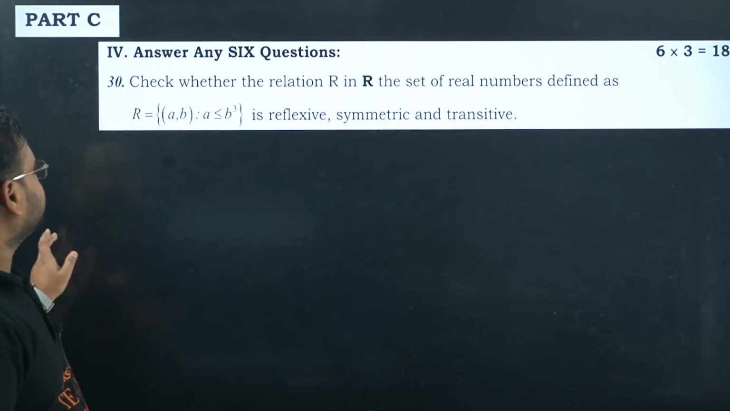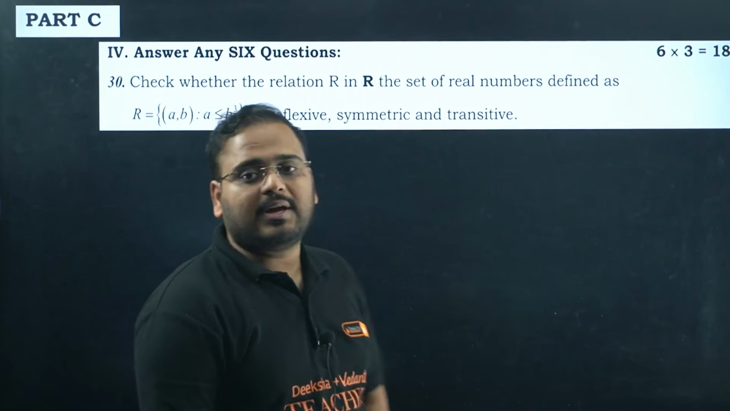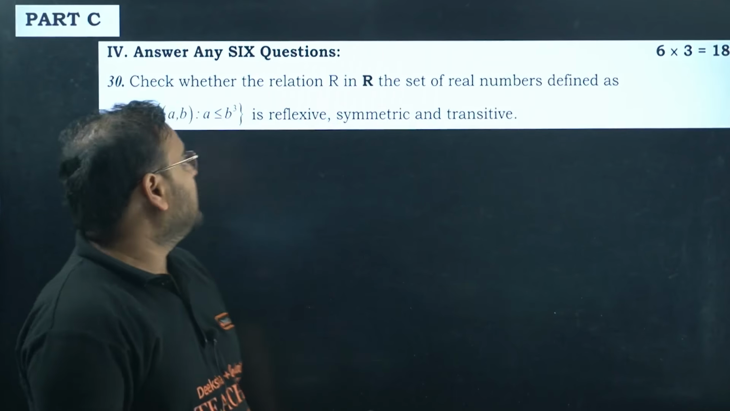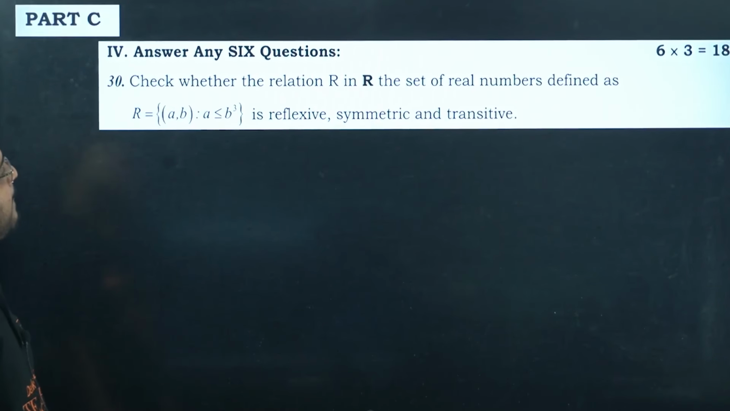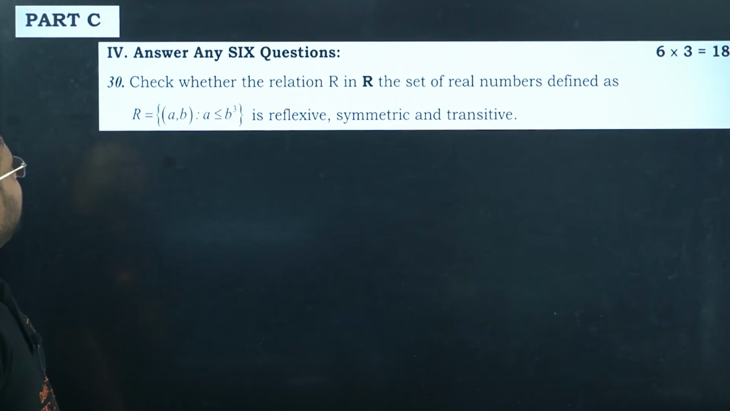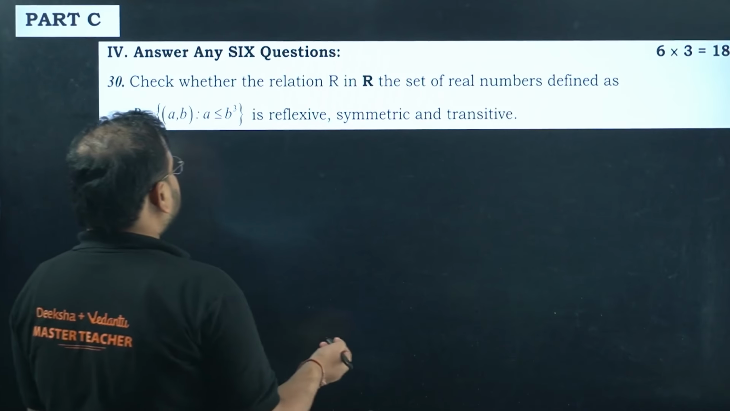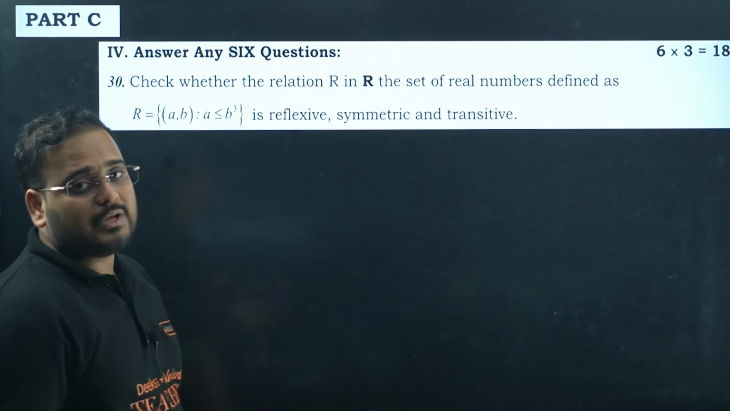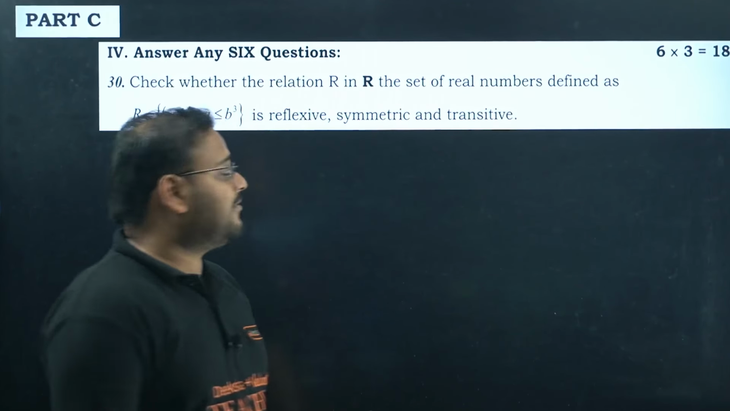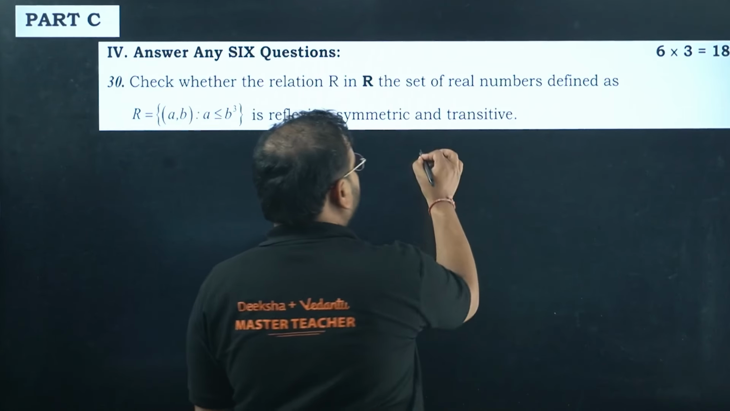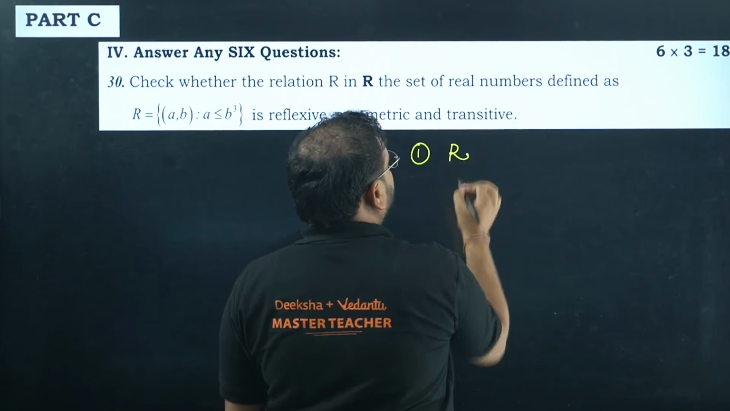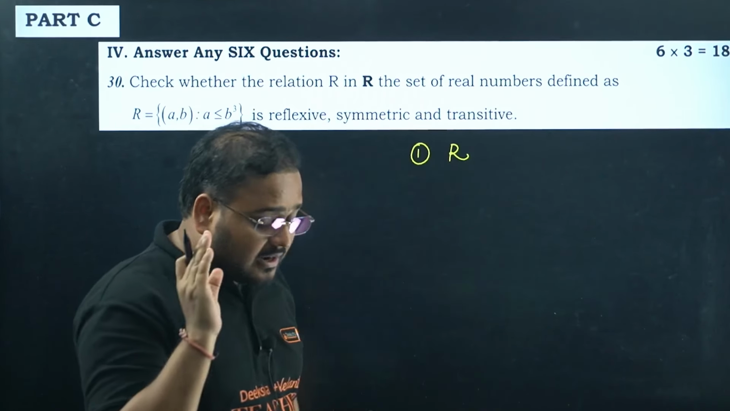Okay, next. Now 3 markers. First question. Check whether the relation R in R, the set of real numbers, defined as the ordered pair (a, b) where a is less than or equal to b cube, is symmetric, reflexive or transitive. Start with the first one, reflexive. Now understand this very clearly.